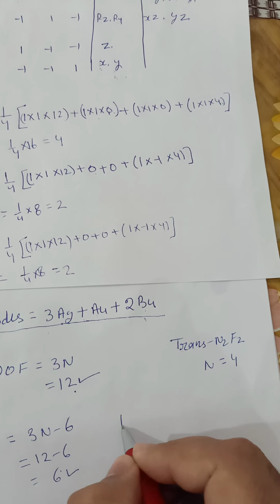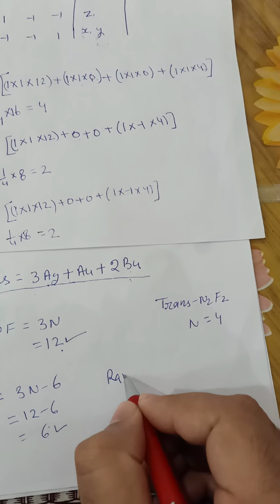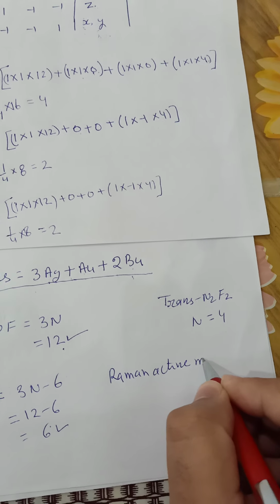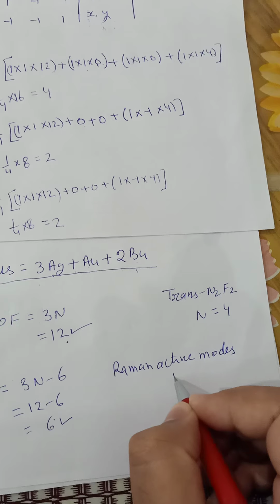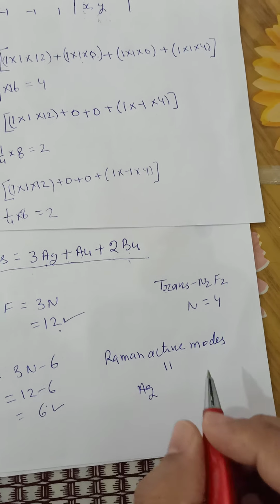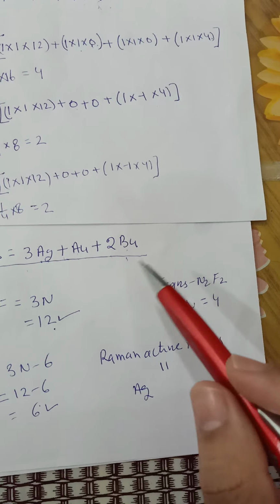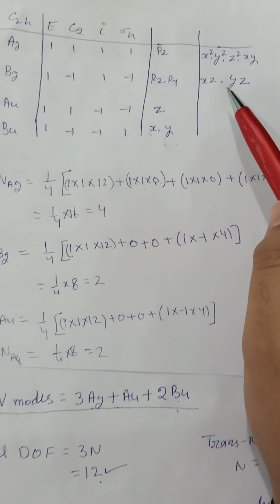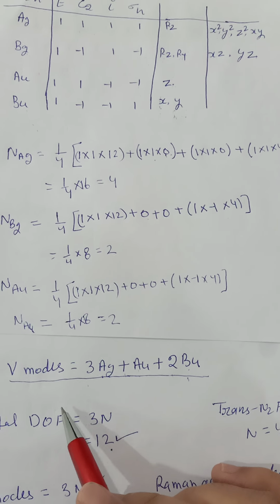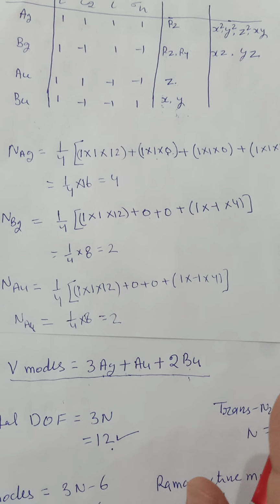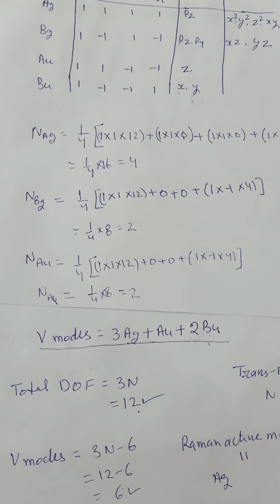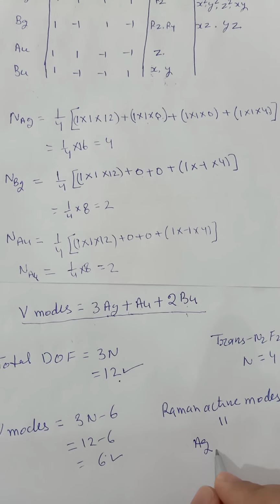So Raman active modes will be Ag. Now second is XZ, YZ, which corresponds to BZ, but we don't have BZ in our vibration modes, so this will not be Raman active. So only this Ag is a Raman active mode.